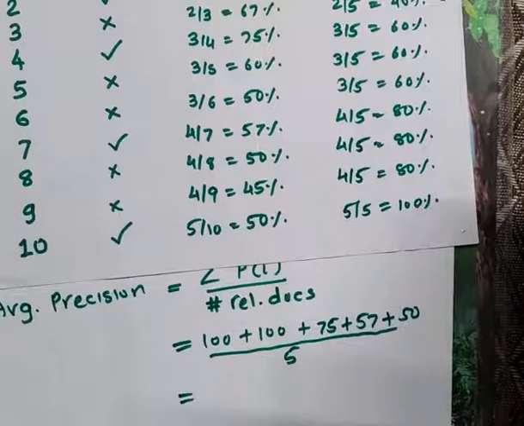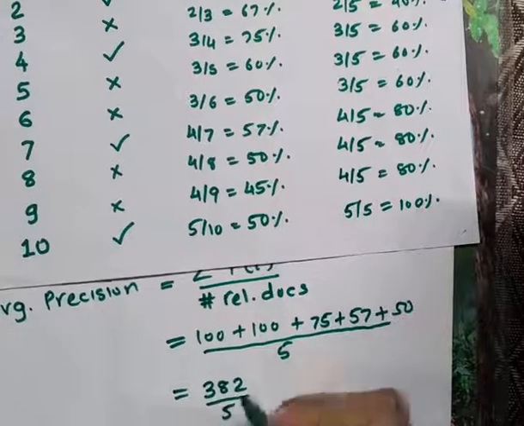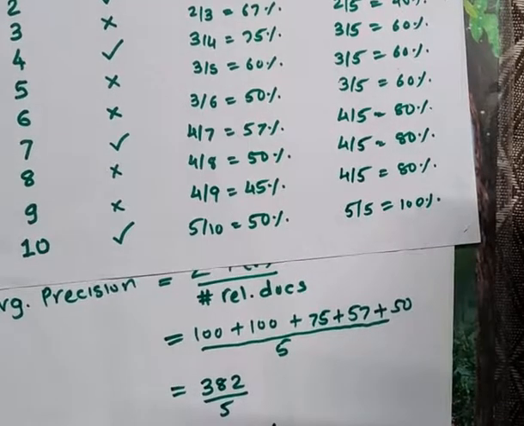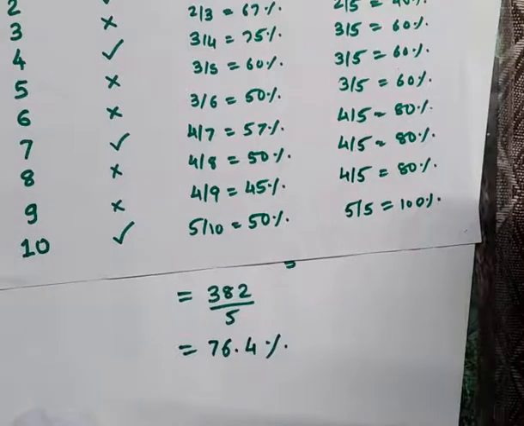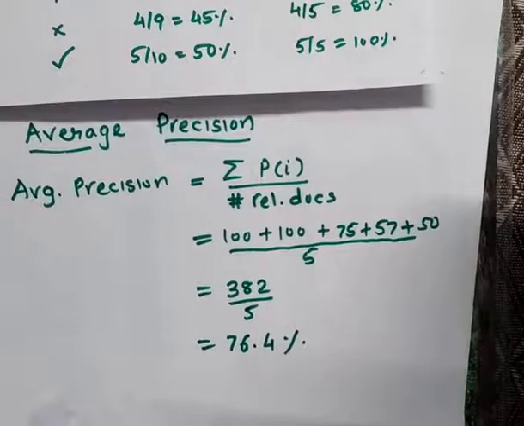So this total becomes 382. 382 divided by 5. So our average precision is 76.4. Okay, this is our average precision value for this system. So this is the first evaluation measure.